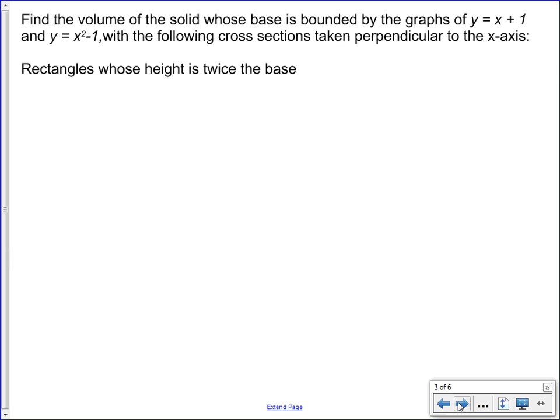Now we're going to use the same region, but with rectangles. Zach was worried about rectangles: how do you know how high the rectangle is going to go? They will either tell you the height of the rectangle, like a rectangle with height 3, or in this case, rectangles whose height is twice the base. So we have the same region.